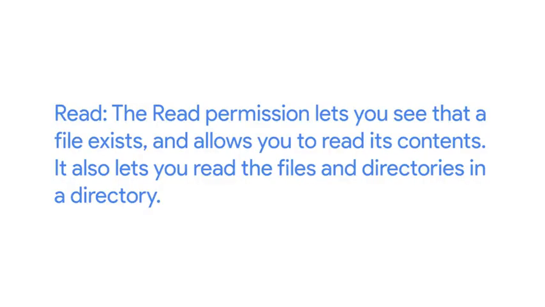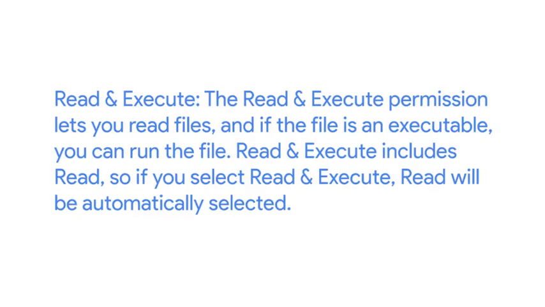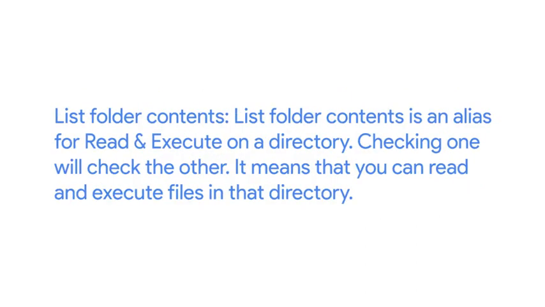Read. The read permission lets you see that a file exists and allows you to read its contents. It also lets you read the files and directories in a directory. Read and execute. The read and execute permission lets you read files, and if the file is executable, you can run the file. Read and execute includes read, so if you select read and execute, read will automatically be selected. List folder contents. List folder contents is an alias for read and execute on a directory. Checking one will check the other. It means that you can read and execute files in that directory.